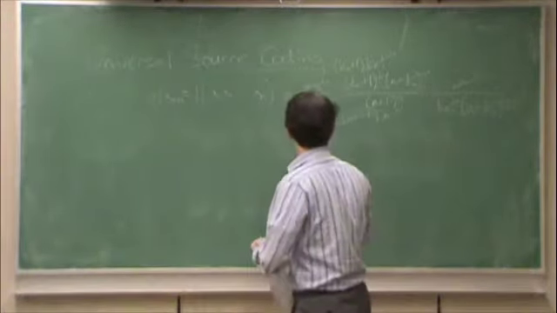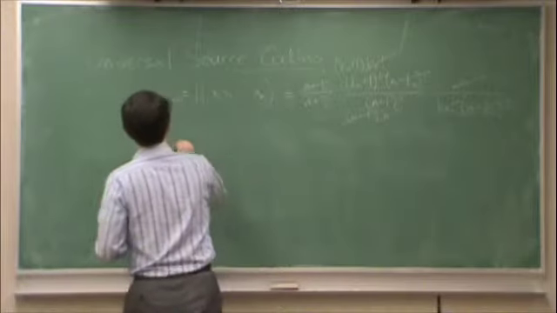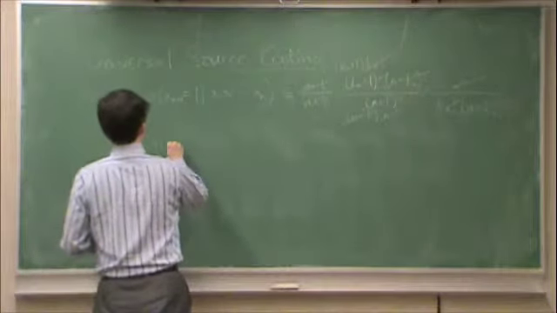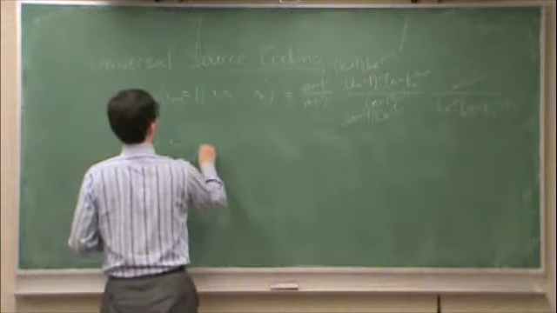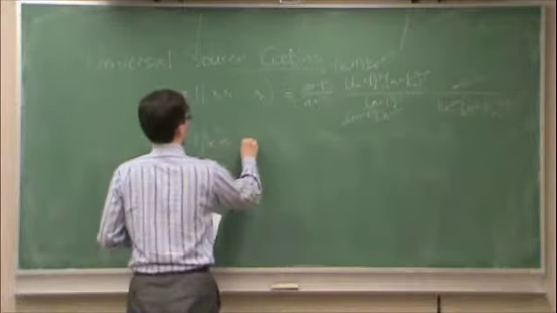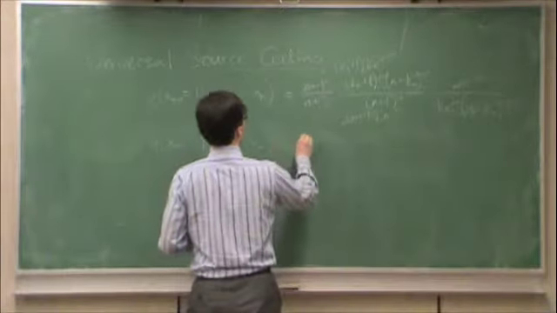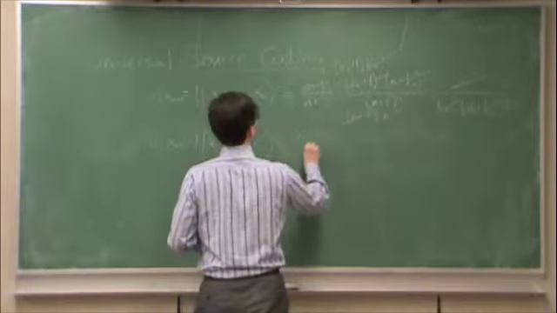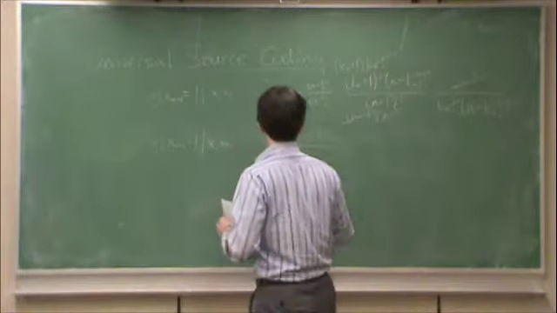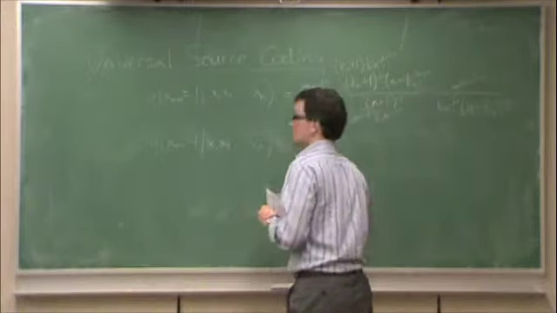So in the end we get q of xn plus 1 equals 1, given x1, x2, and so on up to xn, is equal to Kn plus 1 divided by n plus 2.